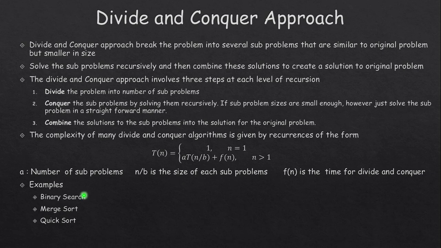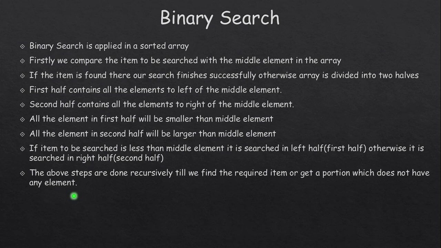So here are some examples of algorithms which follow the divide and conquer approach. First one is binary search, second one is merge sort, third one is quick sort. In this video I would like to discuss binary search. We all know the working of binary search. First point, binary search is applied to a sorted array. The input to binary search is a sorted array. For searching, we need an array of elements and also the item to be searched.